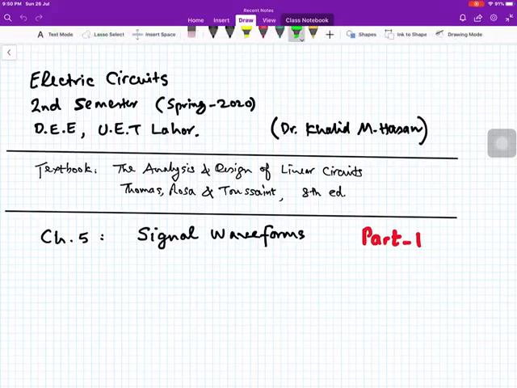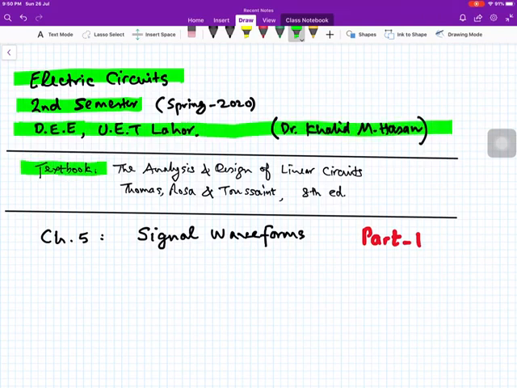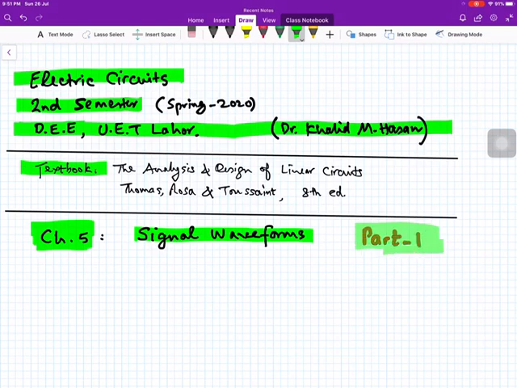Well, this is the electric circuits course for second semester students in the Department of Electrical Engineering, UET Lahore, and I am Dr. Khalid Ahmad. This is our textbook, and in this lecture we'll discuss chapter number 5 of the textbook, which is on signal waveforms, and this is part 1 of the lecture.